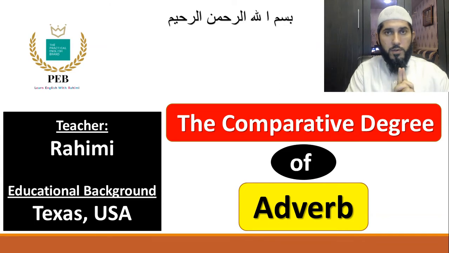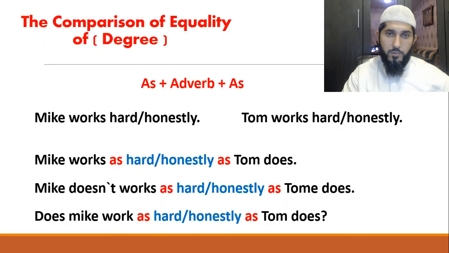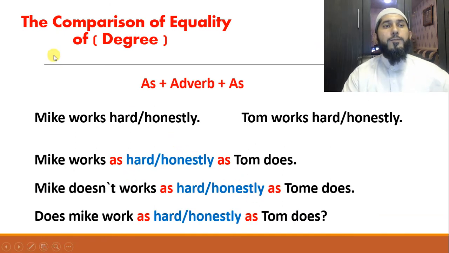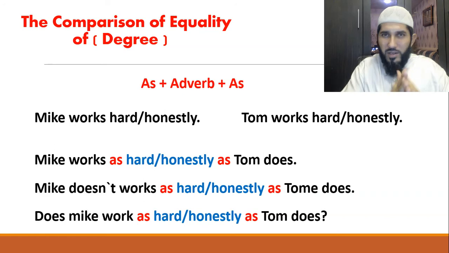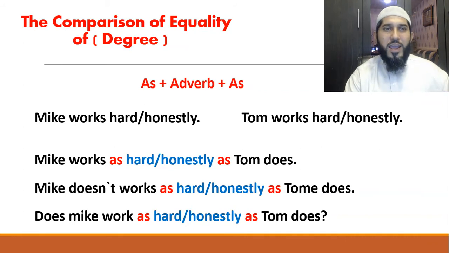And I want you to keep in mind that I'm going to be explaining both the comparison of degree and the comparison of manner. Let's begin with Bismillahir Rahmanir Rahim. The comparison of equality of degree, like two people do something equally. There is no difference. They do something the same way. We use this structure: as plus adverb plus as.